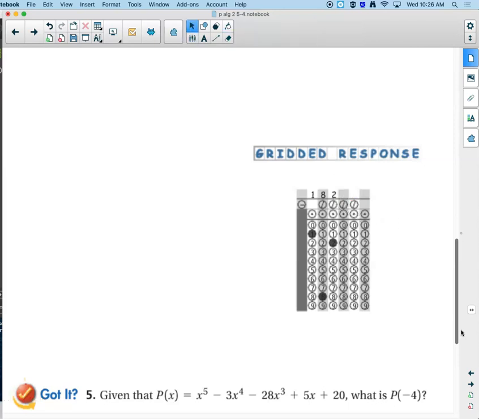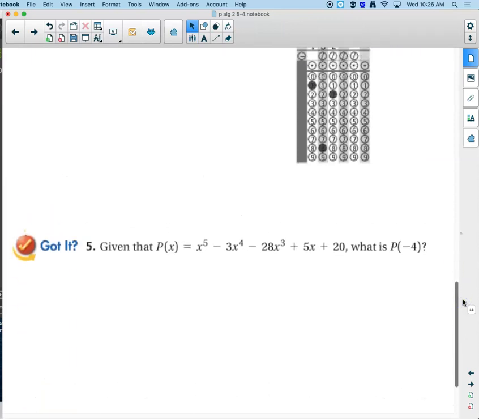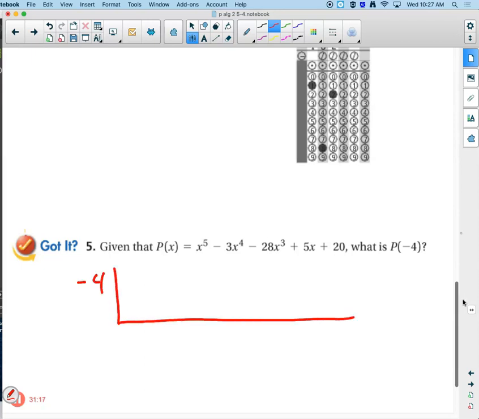Well, let's do one more of these. These are like little math puzzles. They're fun. Given that p of x equals x to the fifth minus 3x to the fourth minus 28x cubed plus 5x plus 20, what is p of negative 4? Again, no sign changing. That's not x minus 4. It's just p of negative 4. What's the warning about this one?